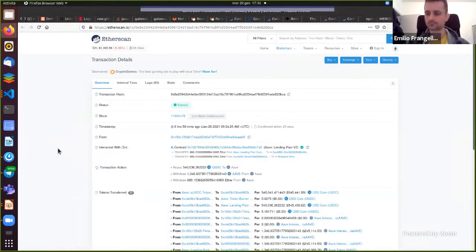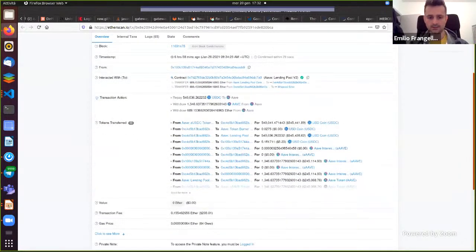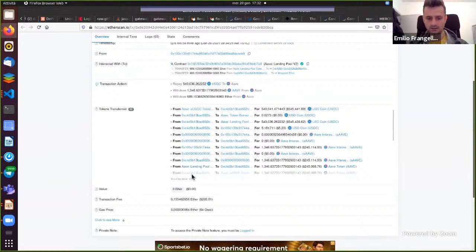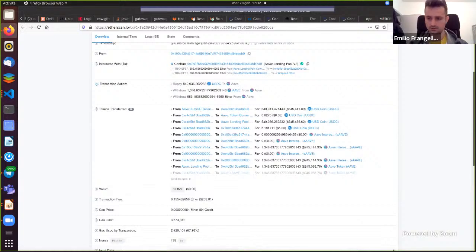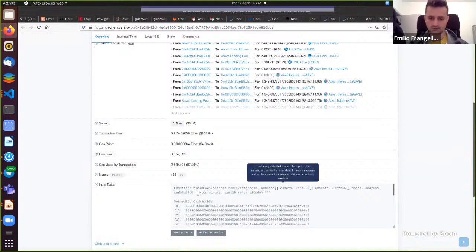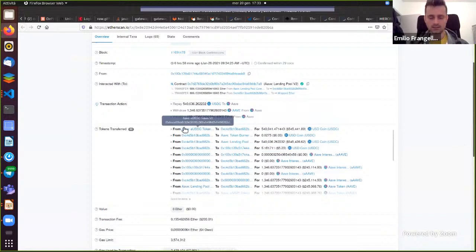Okay, this one. This transaction was created using the Aave migration tool from v1 to v2. You can see that there is actually a flash loan here. And what did this flash loan do? It essentially borrowed 540,000 USDC from Aave v2, and repaid the debt that the user had on Aave v1.